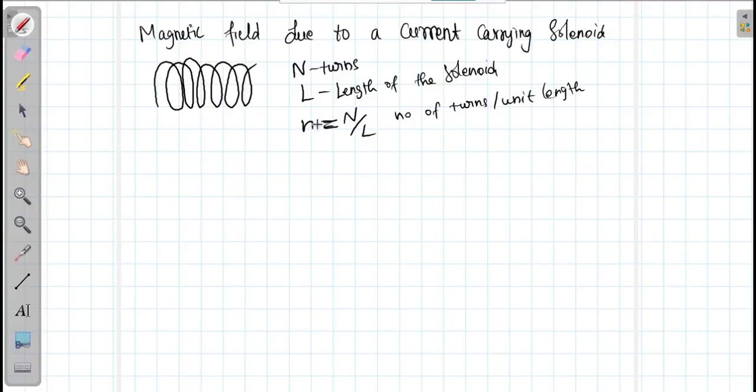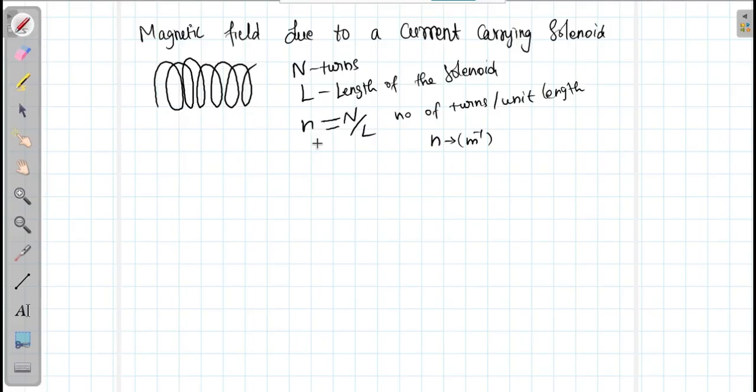So we need to understand small n as well as capital N. Small n is the number of turns per unit length, and capital N is the actual number of turns. The unit of n is per meter, or meter inverse. But capital N is just a number, there is no unit. Like 100 turns in 1 centimeter, or 50 turns in 1 centimeter, or 4,000 turns in 1 meter. Similarly, we will get.